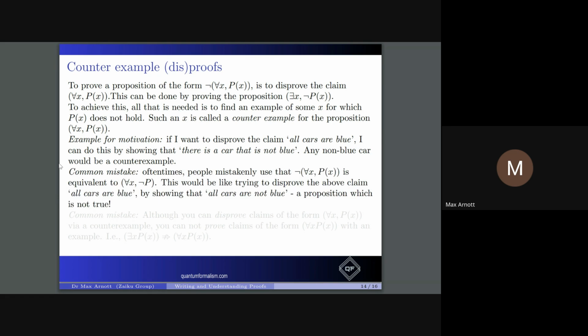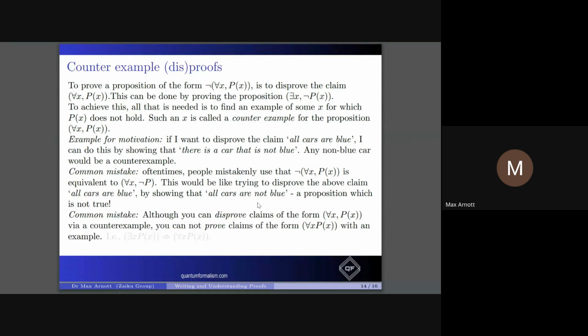Now here's one common mistake. Sometimes people negate this statement wrong: for all x, p of x, and they write for all x, negation of p of x. This would be like trying to disprove all cars are blue by showing that all cars are not blue. So that's not true, obviously. If you could prove this, then yes, it would imply that all cars are blue is wrong. But the problem is they're not logically equivalent statements. All cars are not blue is a strictly stronger statement than saying there exists a car which is not blue.